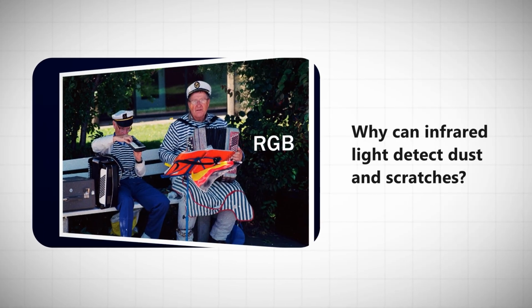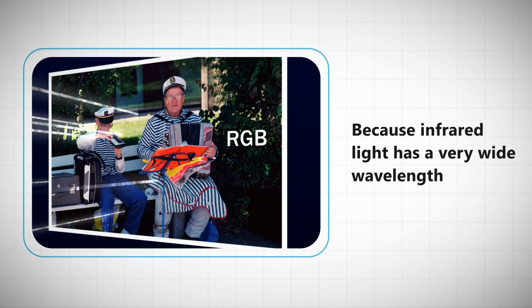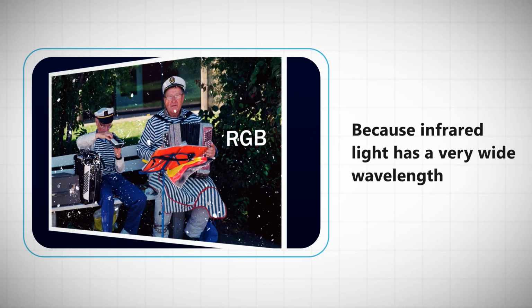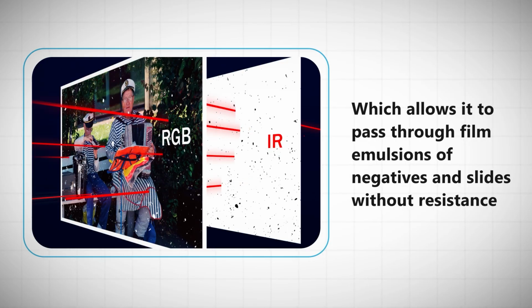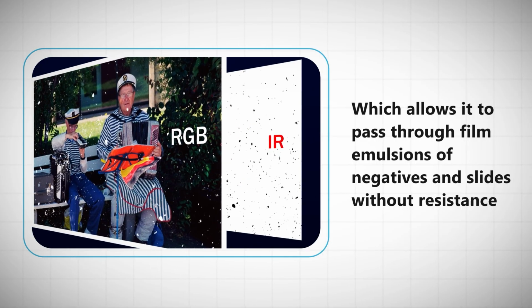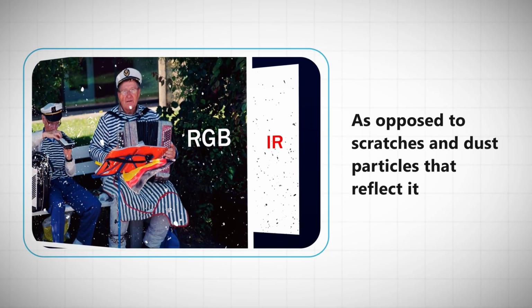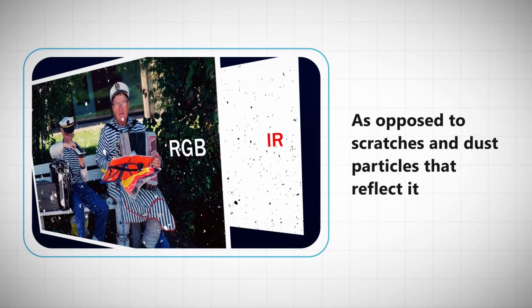Why can infrared light detect dust and scratches? Because infrared light has a very wide wavelength, which allows it to pass through film emulsions of negatives and slides without resistance, as opposed to scratches and dust particles that reflect it.